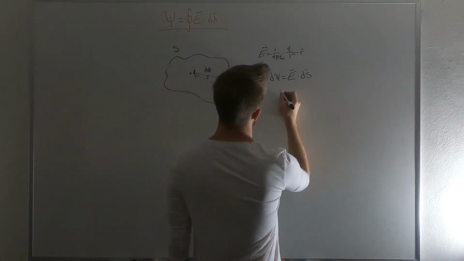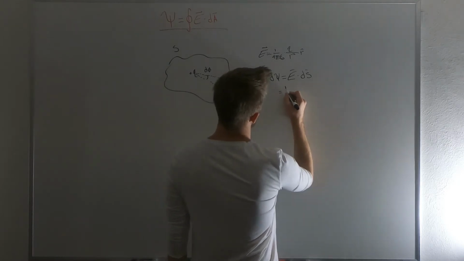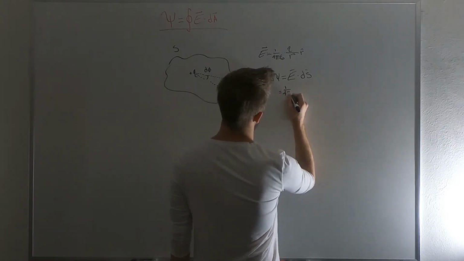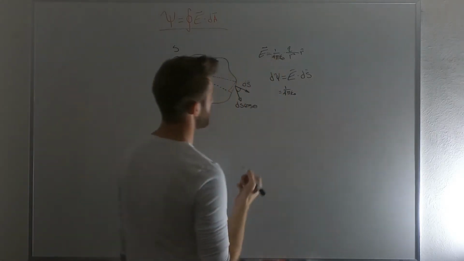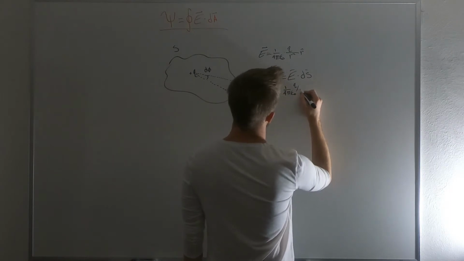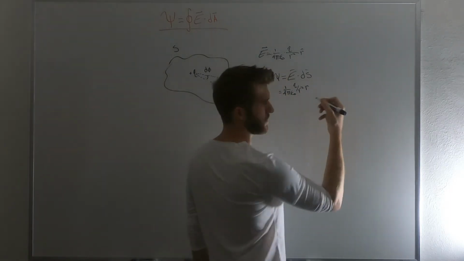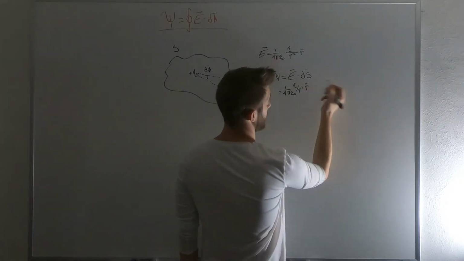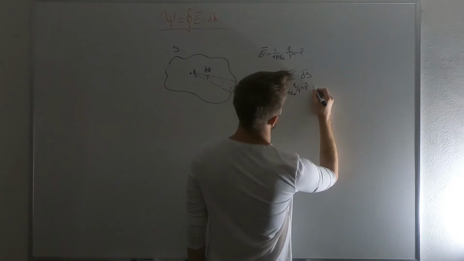So we're going to have our E, which is going to be equal to 1 over 4 pi epsilon naught, and that is going to be our charge Q divided by r squared, r hat, and then actually, r hat times ds.